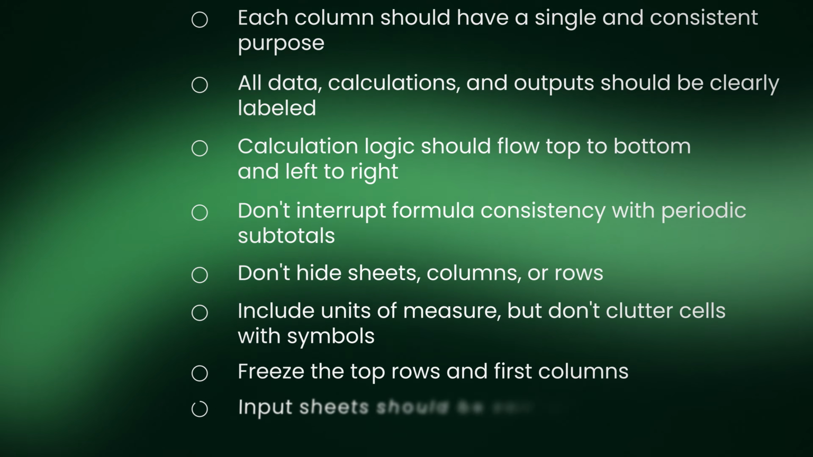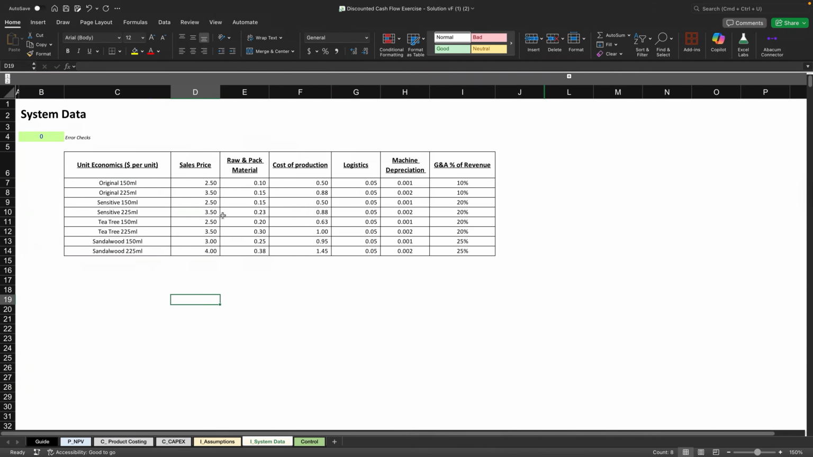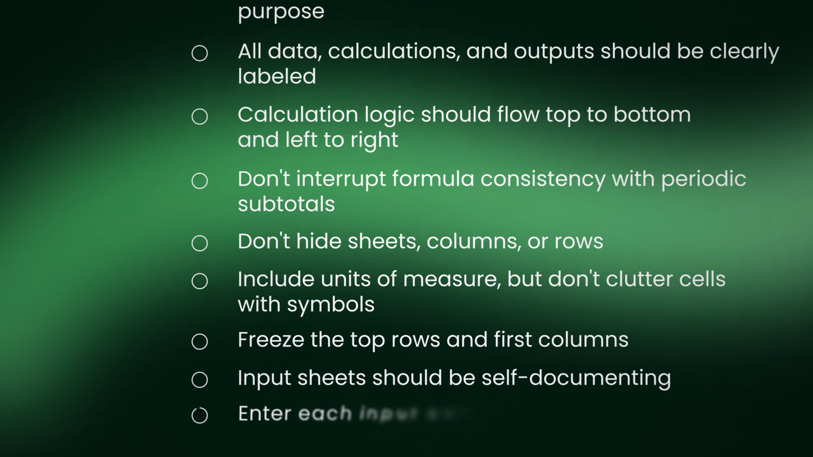Input sheets should be self-documenting. People shouldn't have to ask you what you mean or what inputs you actually need. If they have to guess, they'll make assumptions, and then you've got data consistency issues. Every input should be clearly labeled with what it is, what product it refers to, and where the data came from. Enter each input only once.